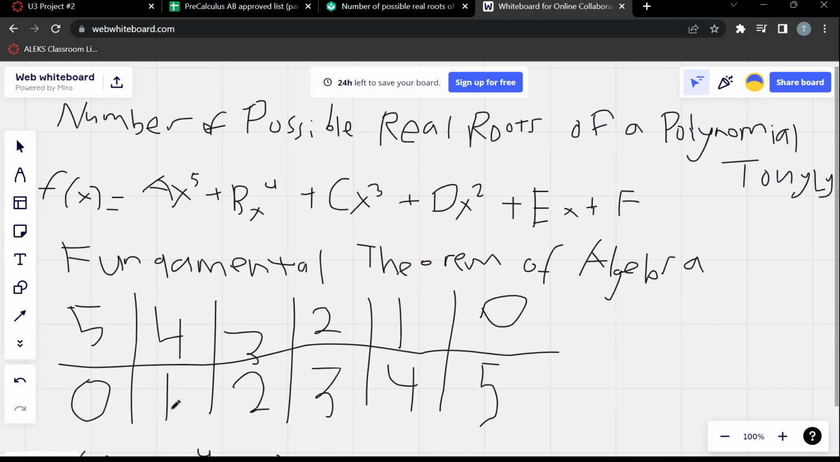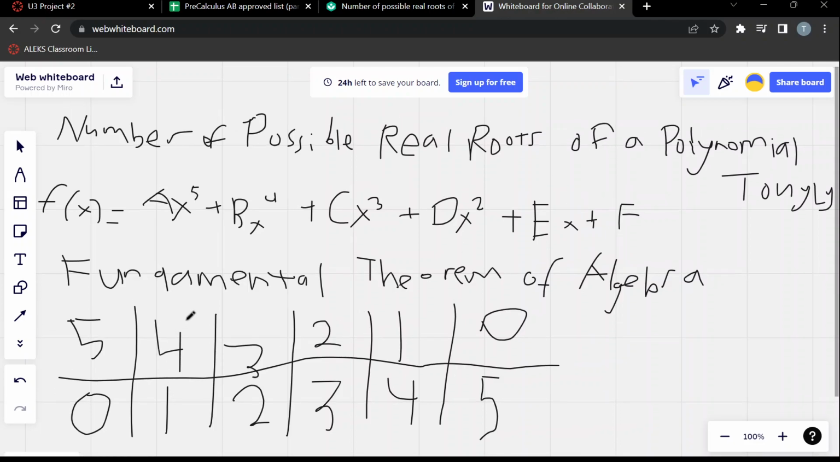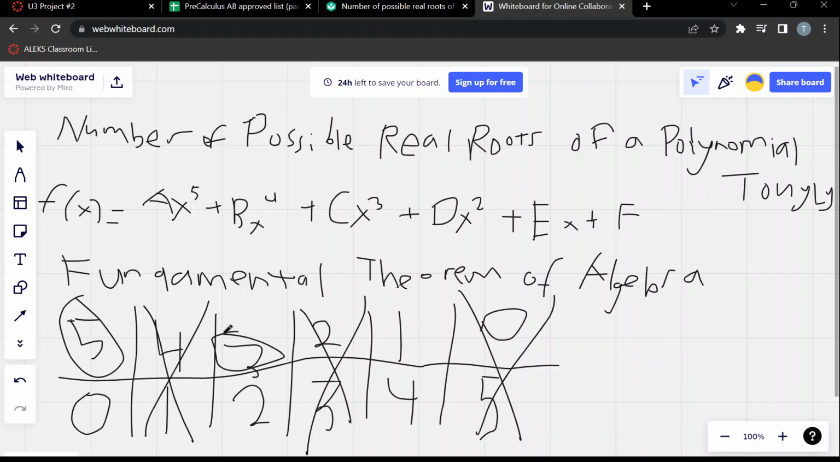This means that there cannot be an odd number of imaginary roots in a polynomial. So 4 real roots and 1 imaginary root is not possible. 2 real roots and 3 imaginary roots are not possible. And 0 real roots and 5 imaginary roots are not possible. So the possible number of real roots in this polynomial is 5, 3, or 1.